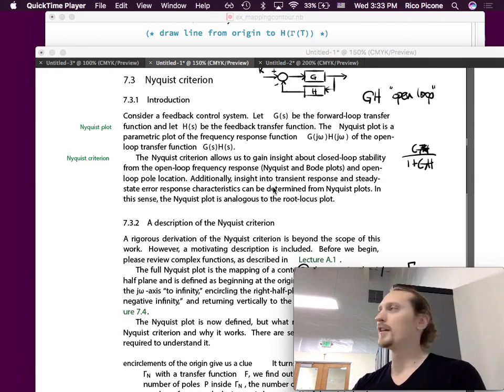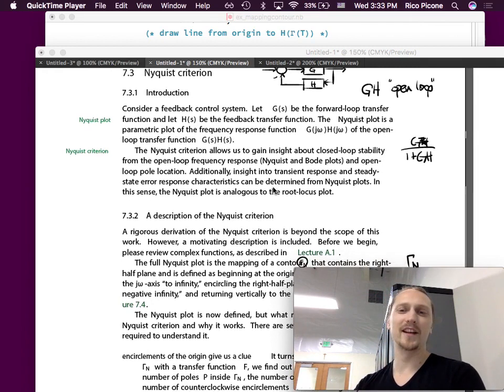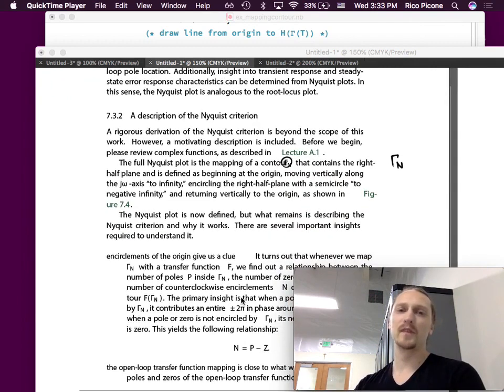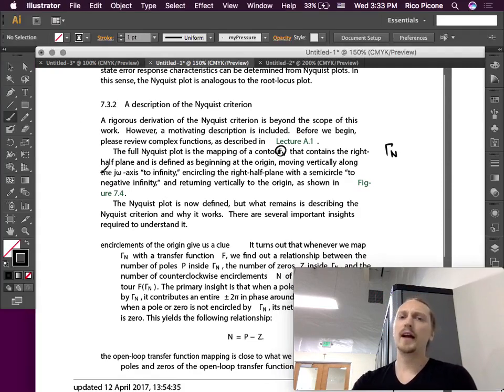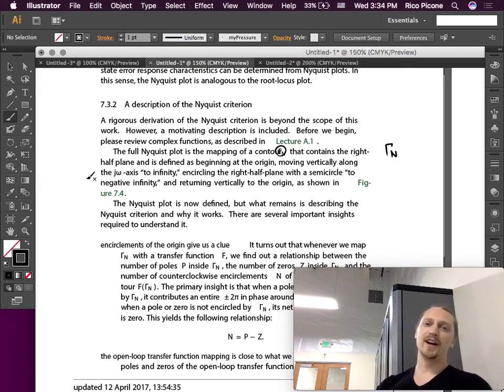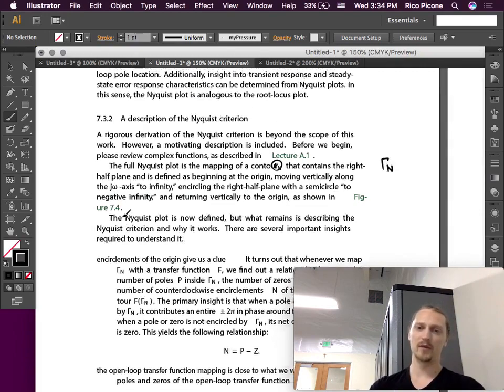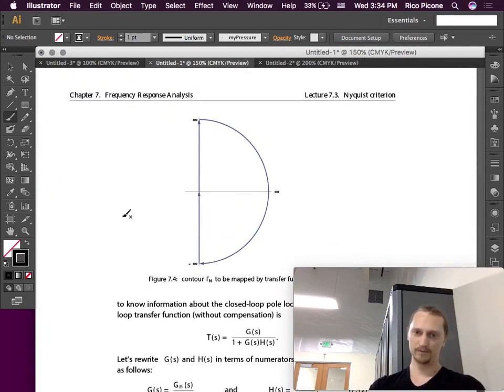Understood the appendix on complex analysis, and we're ready to get into the Nyquist criterion a little bit deeper. The full Nyquist plot is the mapping of a contour gamma n that contains the right half plane and is defined as beginning at the origin, moving vertically along the j omega axis to infinity, encircling the right half plane with a semicircle to negative infinity, and returning vertically to the origin as shown in figure 7.4, which is right here.